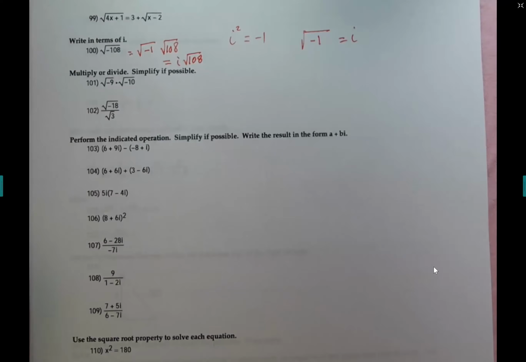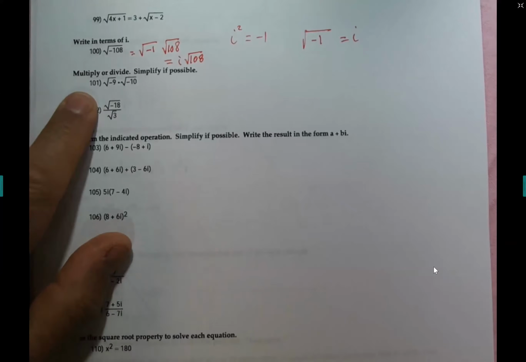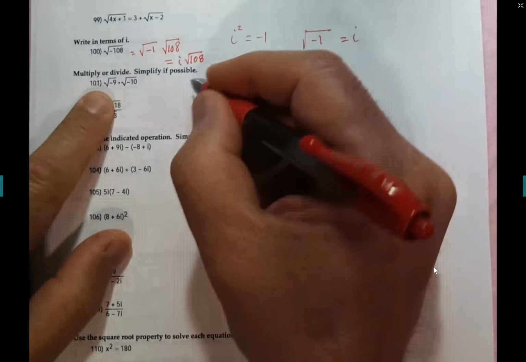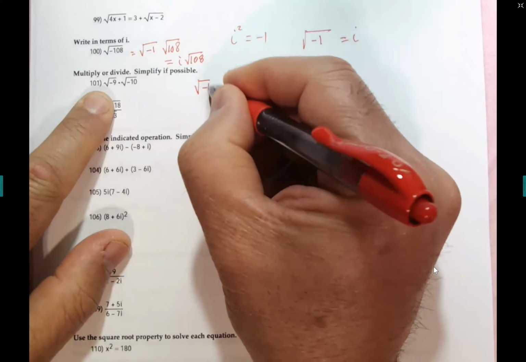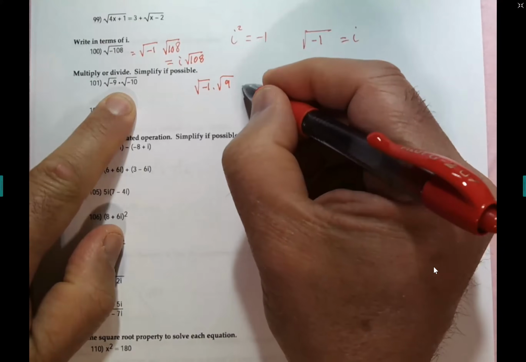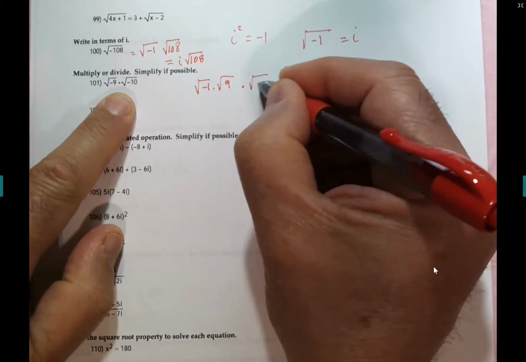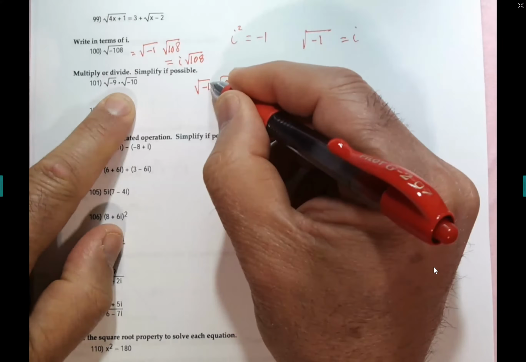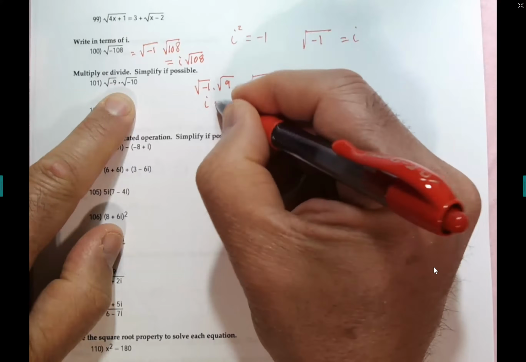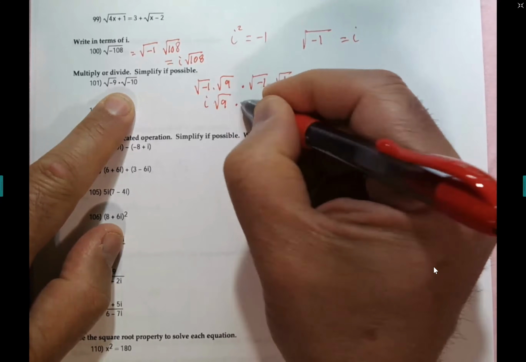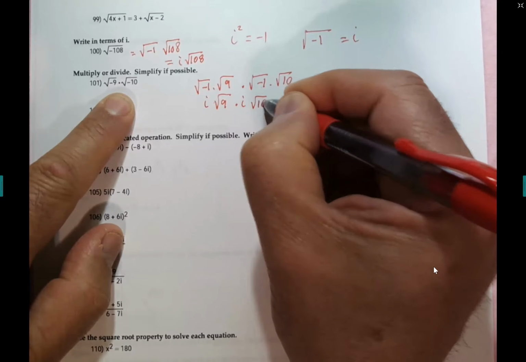Let's do 101. Square root of -9 with I. So it's going to be square root of -1 times square root of 9. And square root of -10, guys, it's going to be square root of -1 times square root of 10. Square root of -1 by definition is I. So you get I square root of 9. And square root of -1 is I. You get I square root of 10.